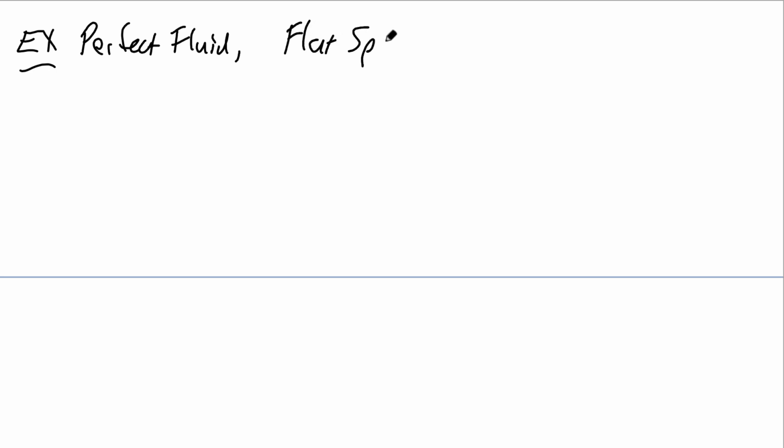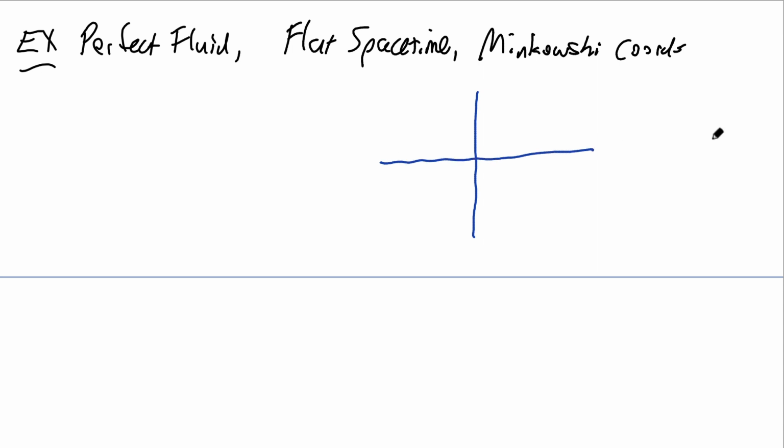Now let's look at our second example, the perfect fluid. And again, let's consider flat space-time with Minkowski coordinates. So here's our diagram, and the observer is moving straight up the t-axis with 4-velocity u, and the fluid has 4-velocity u sub f.